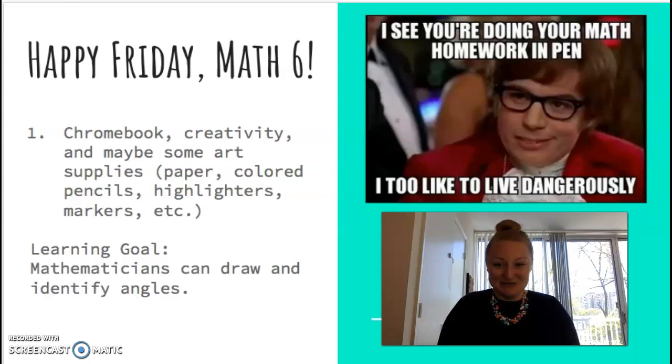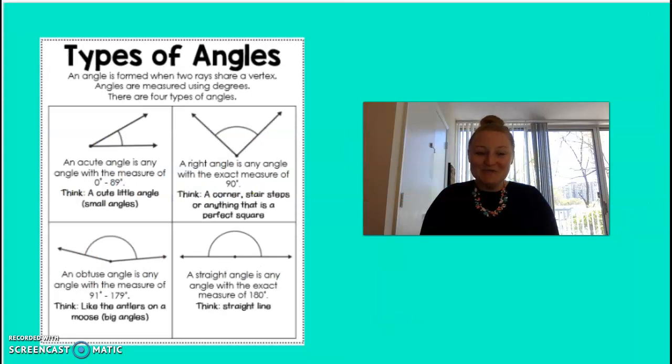Today we're going to continue with our discussion and exploration of drawing and identifying angles. As a reminder, we have 4 types of angles that we've been looking at. So here's a nice little cheat sheet reference guide for you. Maybe you want to take a picture of this or a screenshot, or I know some of you have been taking notes in your math binder, so that's totally fine too. But as a reminder, an acute angle is an angle with a measure between 0 and 89 degrees. Think a cute little angle. That's another way to remember it.